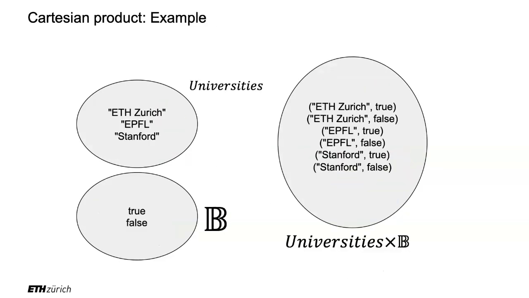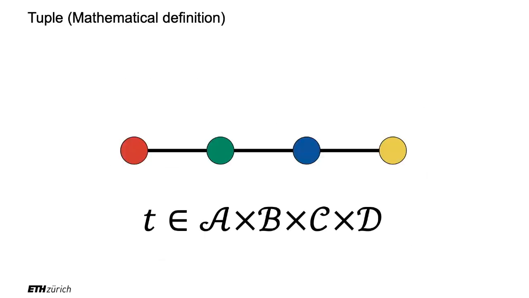Okay, here's an example. If I have a set of universities, let's see just 3 of them, and then the Booleans, that's 2. How many combinations do we have? 3 times 2 gives us 6. So we can build these 6 pairs. And that's the Cartesian product of universities and the set of Booleans.